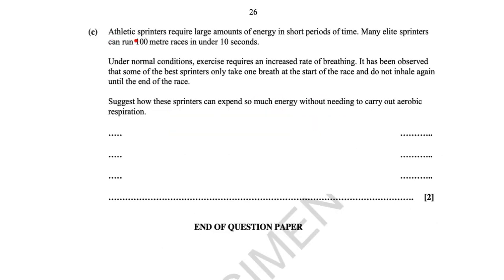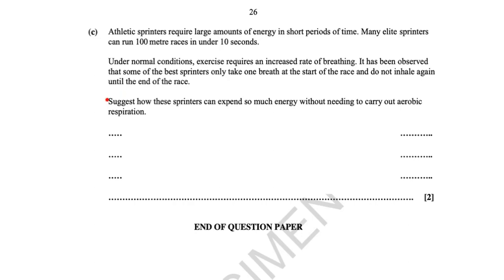So athletic sprinters can require large amounts of energy in short periods of time. They require large amounts of energy to power muscle contraction. Under normal conditions, exercise requires an increased rate of breathing. It's been observed that some of the best sprinters take only one breath at the start and do not inhale again until the end of the race. Suggest how these sprinters can expend so much energy without needing to carry out aerobic respiration.